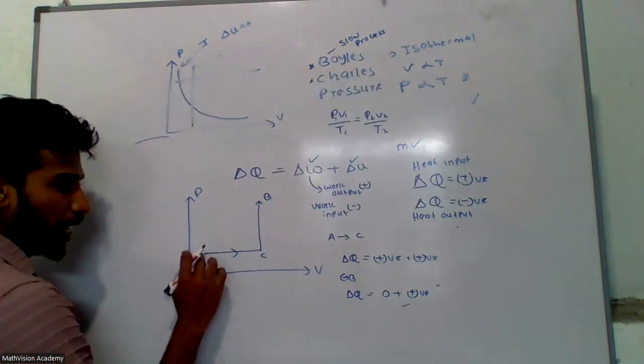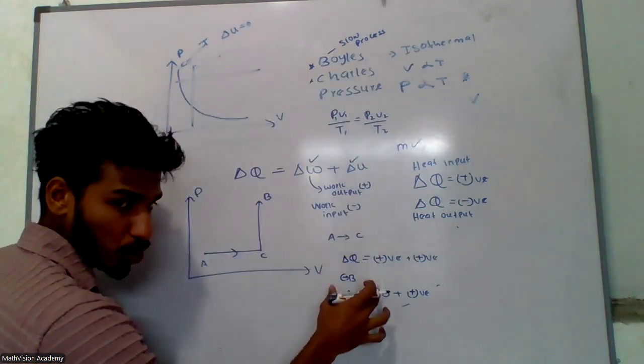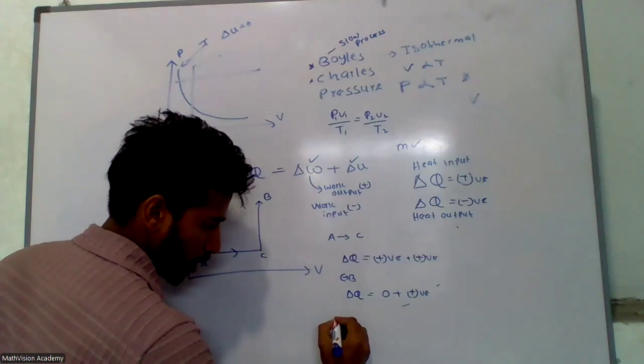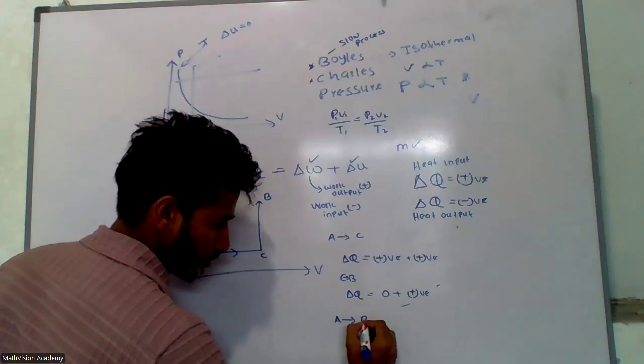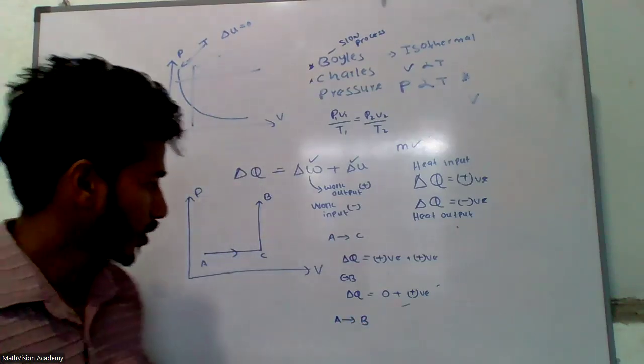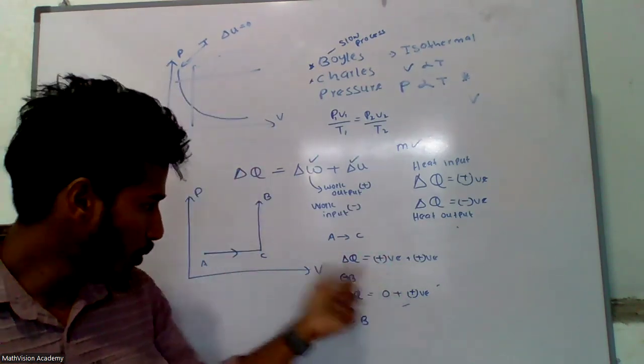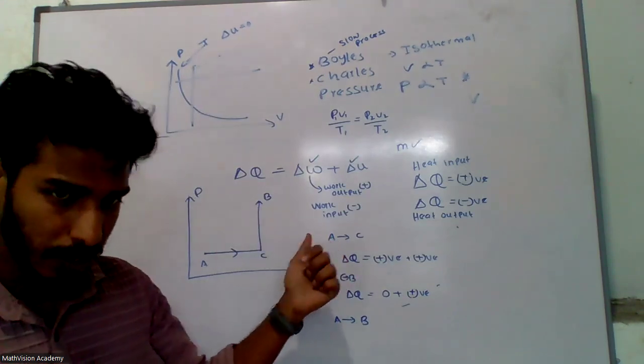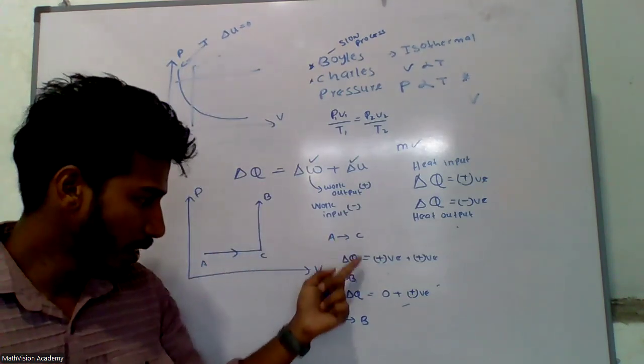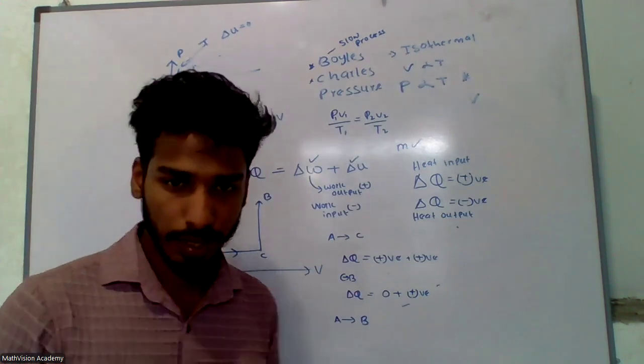So if we ask from A to B, you can get these two answers. From A to B, there is a positive work done throughout and a positive internal energy change throughout. So the delta Q will be the addition of these two answers. Okay.